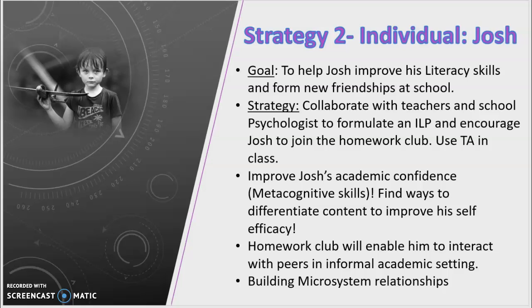I want to encourage Josh to join the homework club, which is a great environment to make friends and also some additional care when Liam is in the hospital. With all of these things, I want to help improve Josh's confidence and self-efficacy in the hope that he will feel more comfortable in the classroom and be able to manage his microsystem interactions.